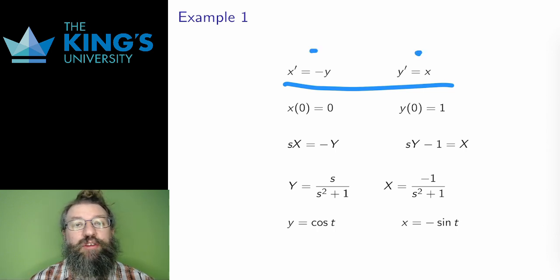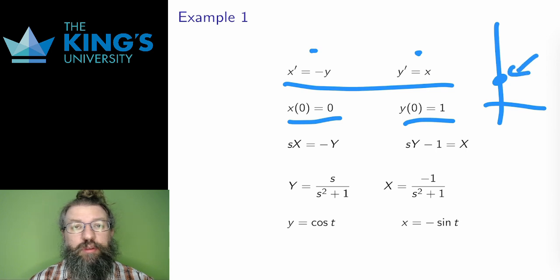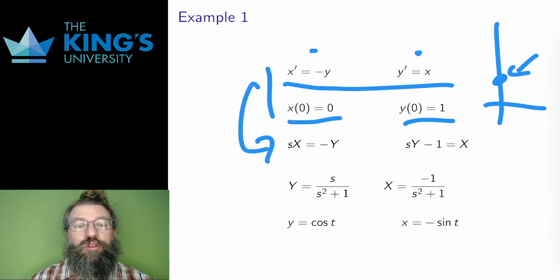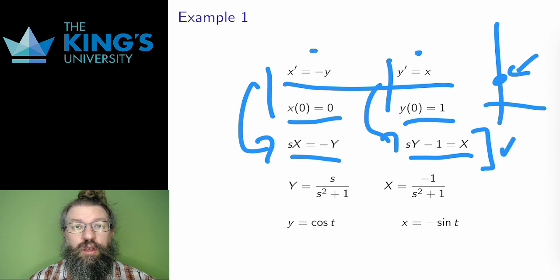Since I'm solving by Laplace transforms, I need initial conditions. I need to know where the two functions start. So x is going to start at 0, y is going to start at 1. And then I just take Laplace transforms of both sides. The glorious thing about Laplace transforms is they change differential equations into ordinary equations. So this system of differential equations with these initial conditions, Laplace transform turns them into this system of 2 algebraic equations. Then I solve for x and y in terms of the variable s.